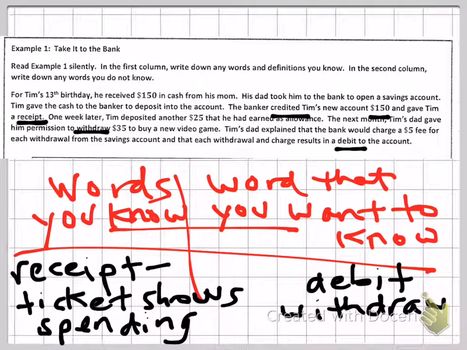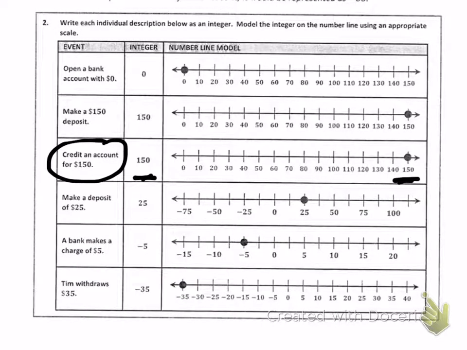Then the next thing is that a week later, Tim deposited another $25. So when you see the keyword deposited, that means he put money in. So that's a positive. Okay, so on here you will see that he made the deposit. So on here it shows 0, and making a deposit means a positive number. You're adding more money to your account. So it's on the right of 0 to 25.